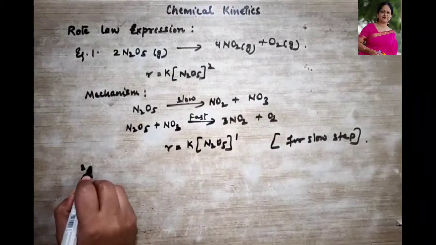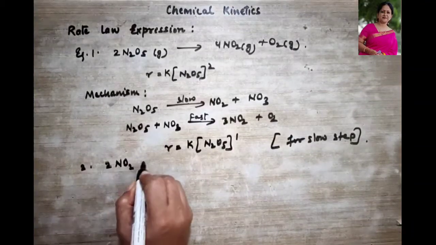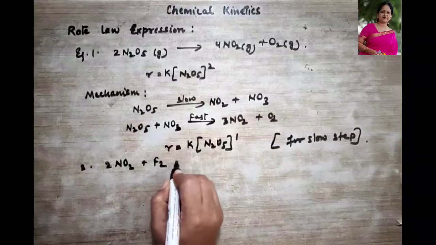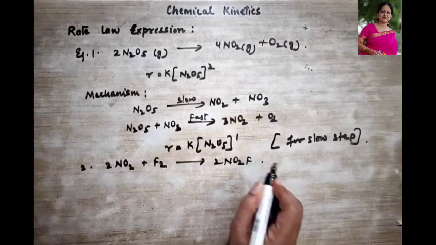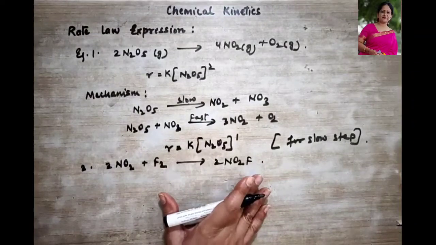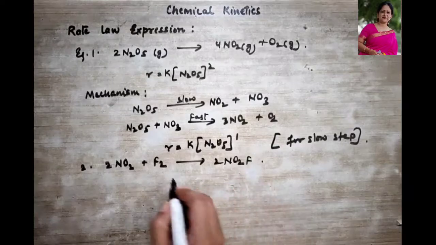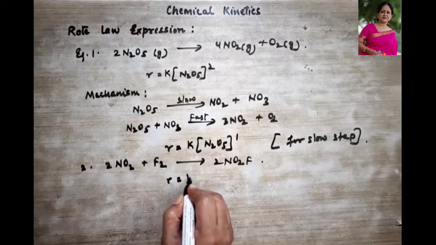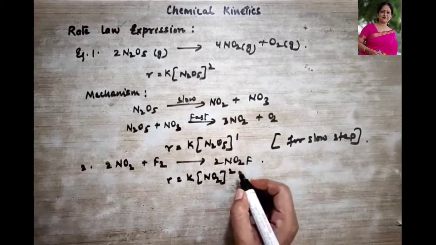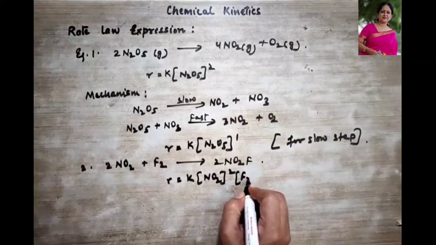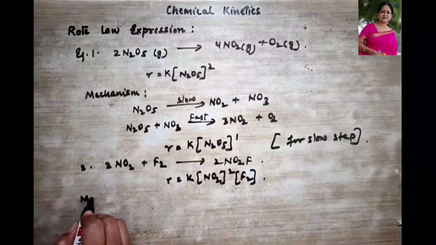Let's take another example over here, like 2NO2 plus F2 gives 2NO2F, right? So now over here the rate expression according to the law of mass action should be what? It should be R is equal to K [NO2] to the power of 2 [F2], right? Now let us look at the mechanism of it.